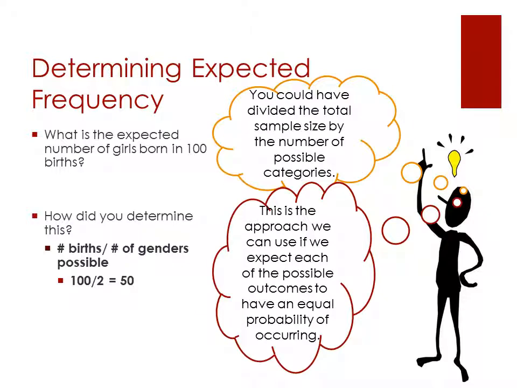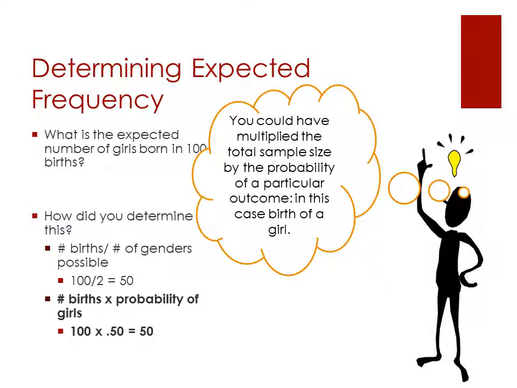If we're looking at this one, we can use this approach and we expect all the possible outcomes to have an equal probability of occurring. So if I expect all of them to have an equal likelihood of occurring for each of the possible categories, I can use this approach here. However, the other way we could have solved it is taking the number of births and multiplying it by the probability of girls. So the probability of giving birth to a baby girl is 0.50. So 100 times 0.50 gives me 50 as well.